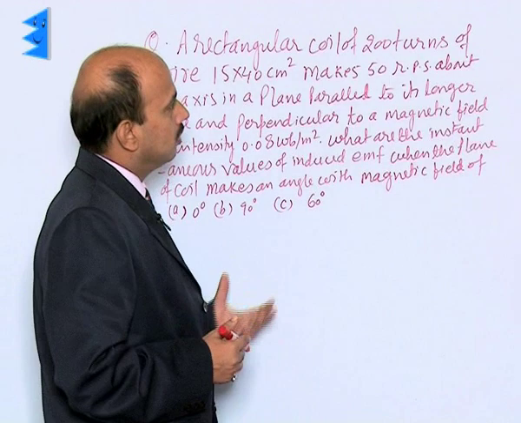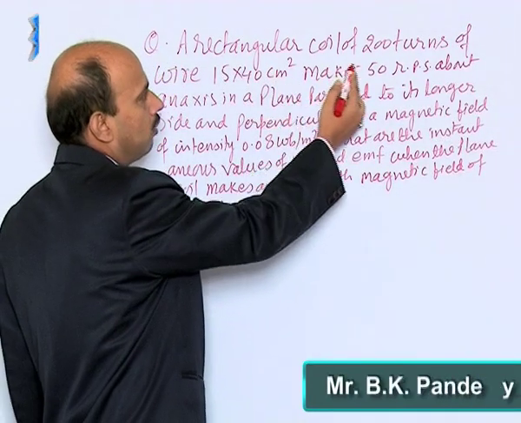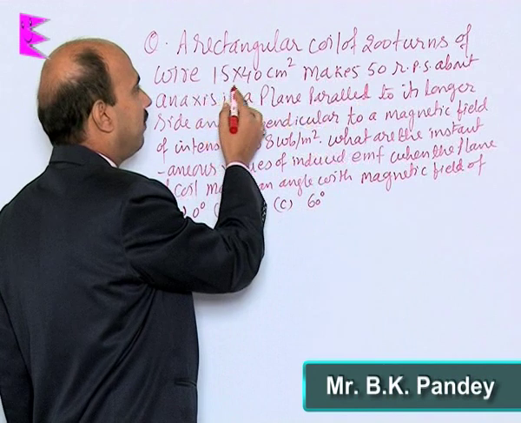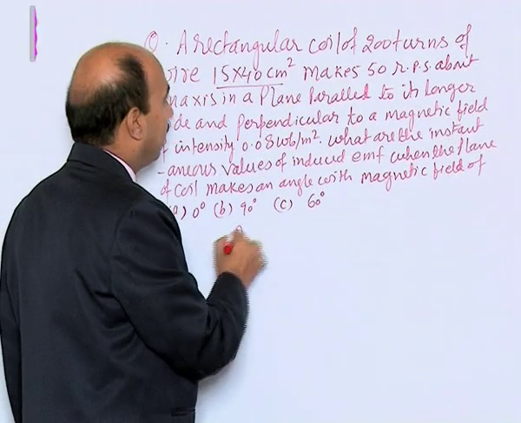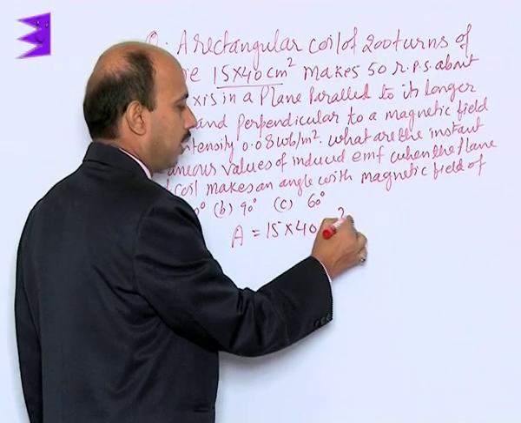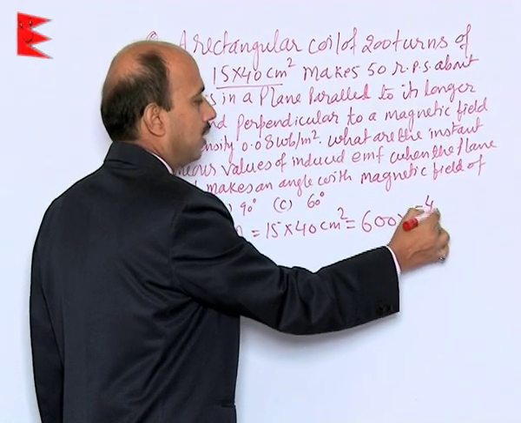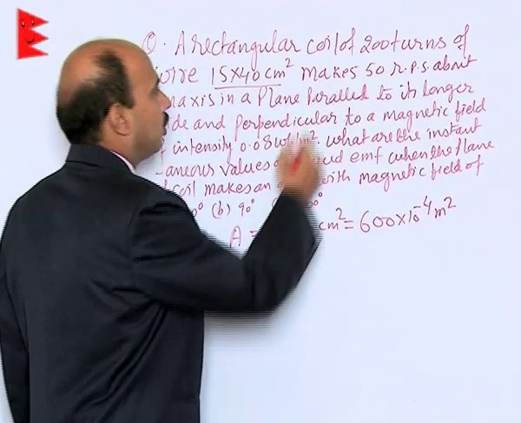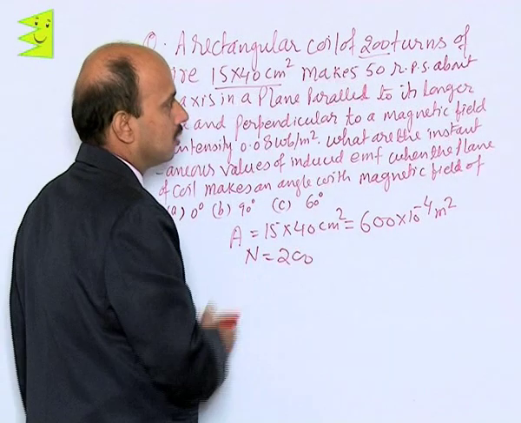Now consider this numerical based on an AC generator. Here a rectangular coil of 200 turns of wire, 15 into 40 centimeter square. It means we are given the area. Area is equal to 15 into 40 centimeter square, that is 600 into 10 raised to power minus 4 meter square. Total number of turns in the coil is N is equal to 200.